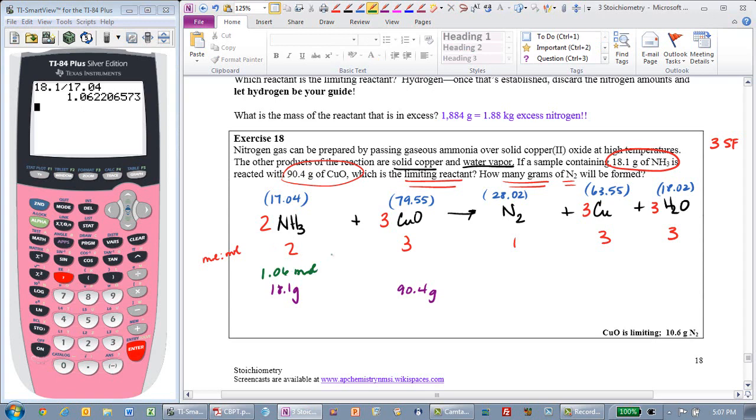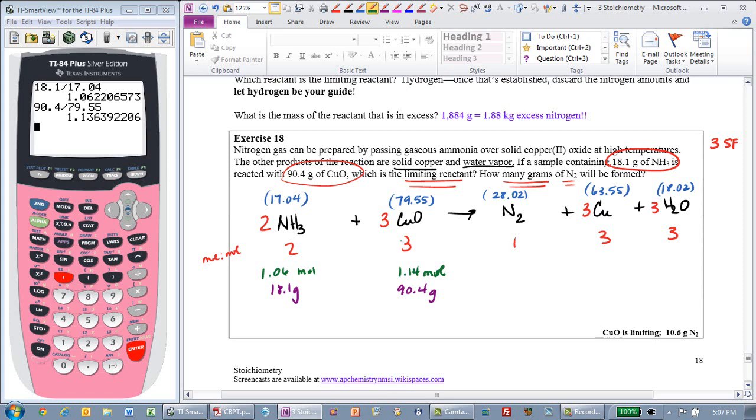Well, I'll get to the therefore in a second. Let me make that prettier. Moles. Okay, let's do the same thing on the other side. 90.4 divided by its molar mass of 79.55, and I come out with 1.14. You cannot compare these exactly and go, oh look, 1.06 is less than 1.14. Can't do that because there's a 2 and a 3, not a 2 and a 2 or a 3 and a 3. In other words, they're not a 1-to-1 ratio. So it's not that simple.